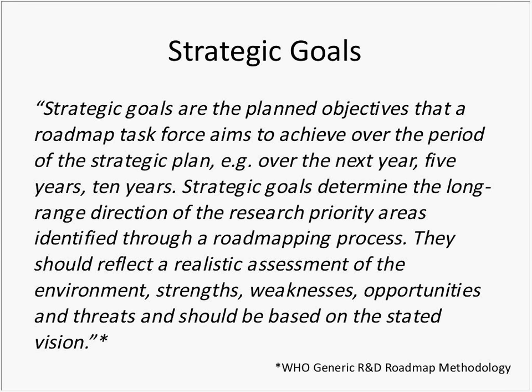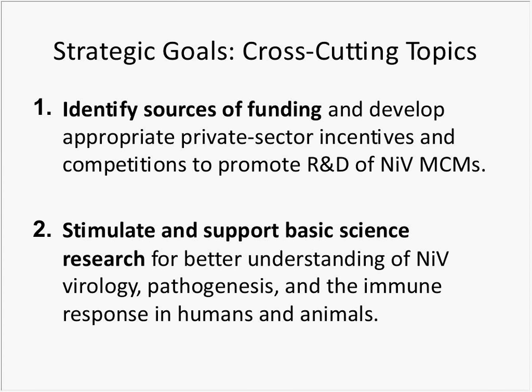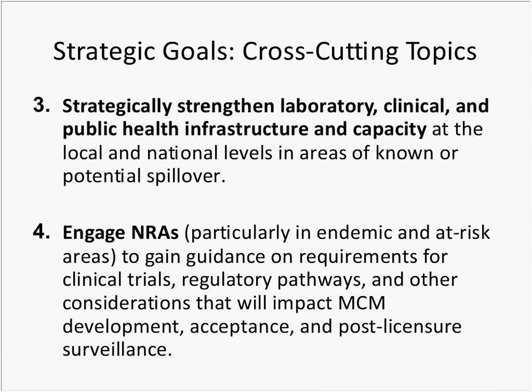Now, in terms of the cross-cutting topics across all 3 product areas, there are 4 such cross-cutting topics. The first one identifies sources of funding and develops appropriate private sector incentives and competitions to promote the R&D of these Nipah virus medical countermeasures. Number 2, stimulate and support basic science research for better understanding of Nipah virus virology, pathogenesis, and the immune response in humans and animals. The third, strategically strengthen laboratory, clinical, and public health infrastructure and capacity at local and national levels in areas of known or potential spillover. And finally, engage national regulatory agencies, particularly in endemic and at-risk areas, to gain guidance on requirements for clinical trials, regulatory pathways, and other considerations that will impact medical countermeasure development, acceptance, and post-license surveillance.